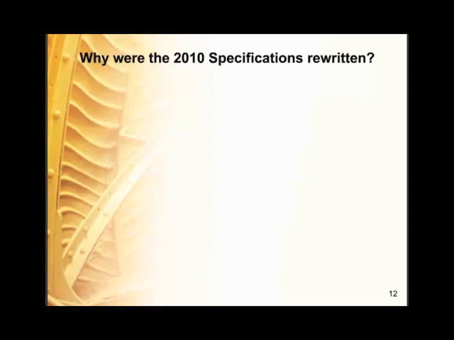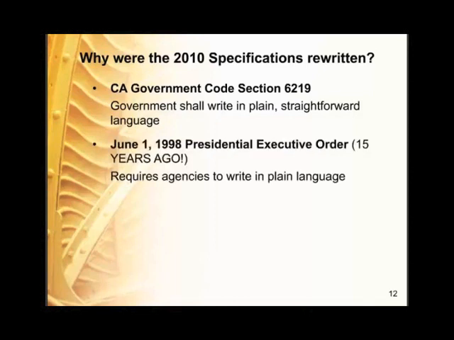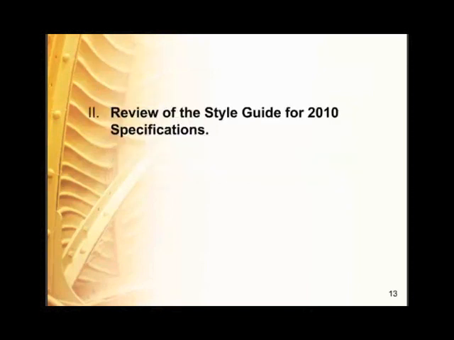So why did we want to rewrite the 2010 specifications? California Government Code Section 6219 required the government write in plain, straightforward language. And June 1st, 1998, presidential executive order over 15 years ago required agencies to write in plain language. The department wanted to comply with the California Government Code and the presidential executive order.